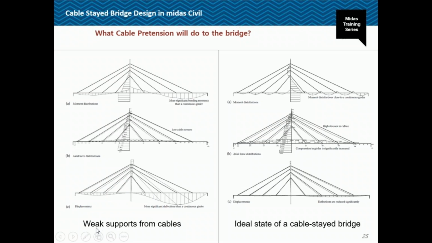This is mainly because you get weak supports from cables where there's no pretension. But if you apply the pretensions, which cause high stresses in the cables, they support the deck at these locations, which causes it to work as a continuous girder with the moment distribution as shown in the figure. So cable pretensions are very important to control the deflections and the bending moment in the deck. This is what we call the ideal state of a cable stayed bridge. We need to determine the pretension forces for these specified conditions, which we consider the ideal state. For that, we use the unknown load factor method in MIDAS Civil.